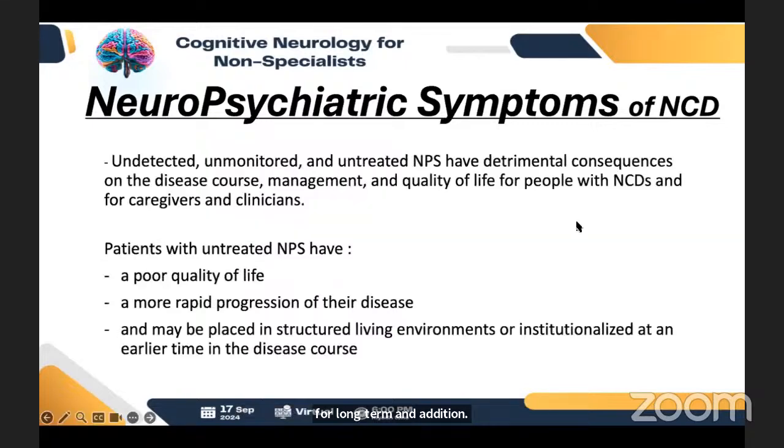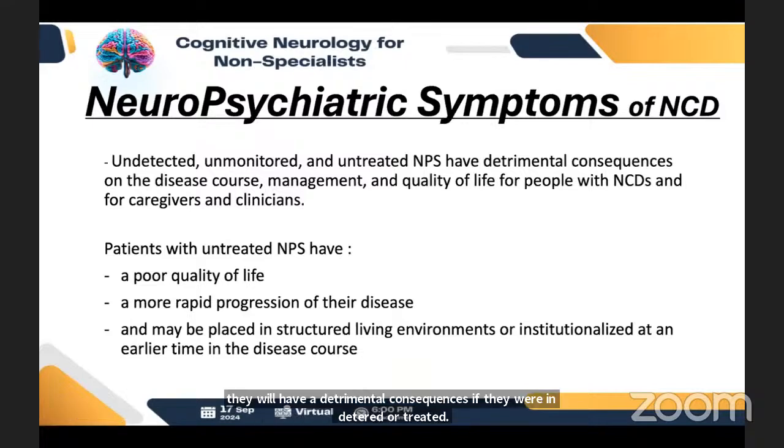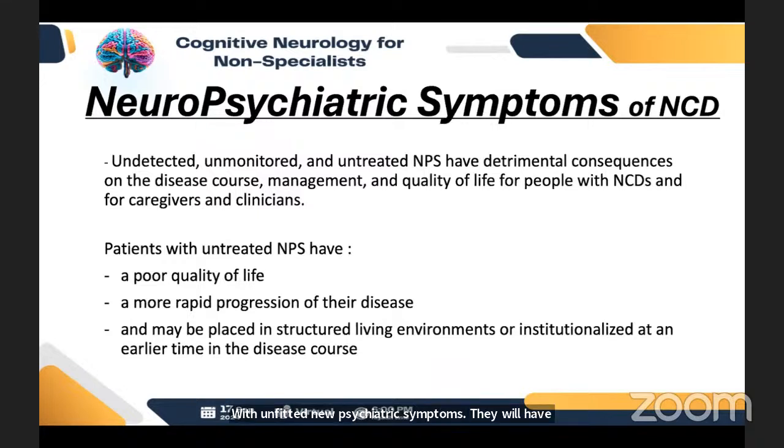So they will have detrimental consequences if they aren't detected, monitored, or treated. And the quality of life for those people and their care providers, as well as their clinicians, is extremely challenged by this. Patients with untreated neuropsychiatric symptoms will have a much poorer quality of life compared to other patients. They will have a more rapid progression of their disease, and they will be placed in structured living environments or in long-term institutions earlier in the course of their disease.